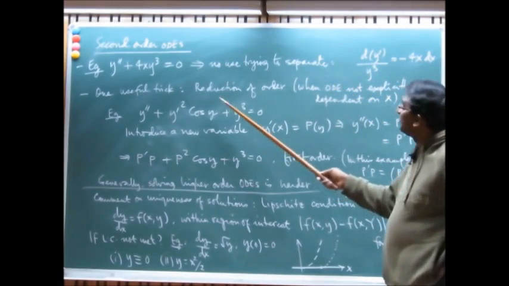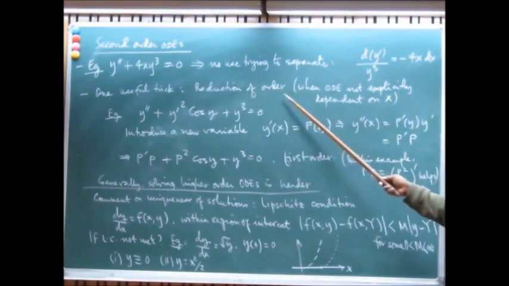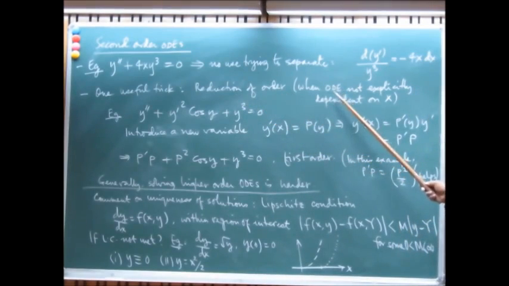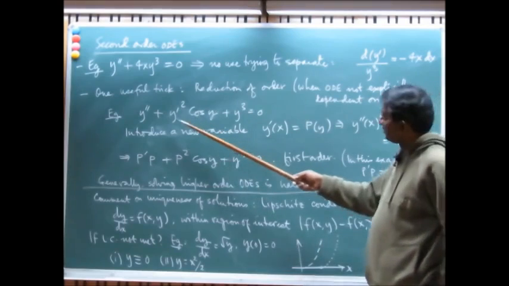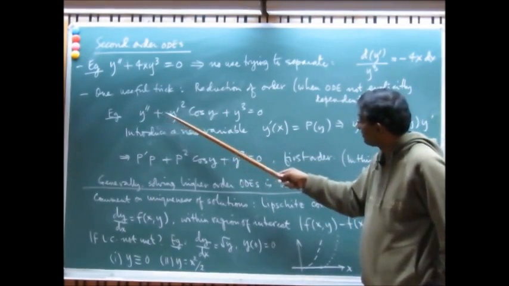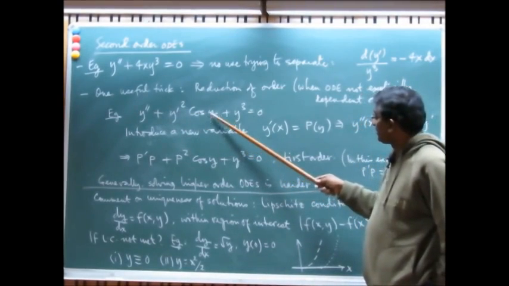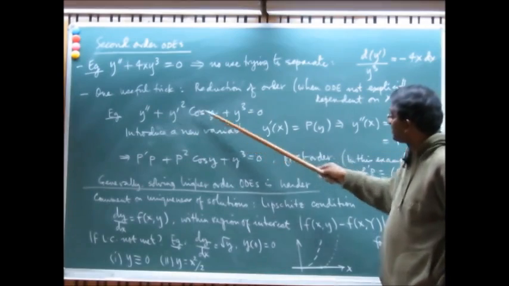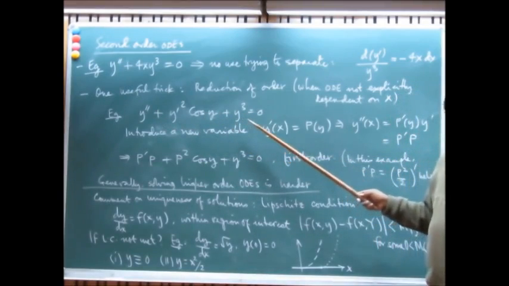There is one useful trick which is reduction of order, and you can try it when the ordinary differential equation is not explicitly dependent on x. Here is an example. It's a made up equation, but you will see that there is no x here, no x multiplying it. This depends only on y. X does not appear explicitly in this equation.